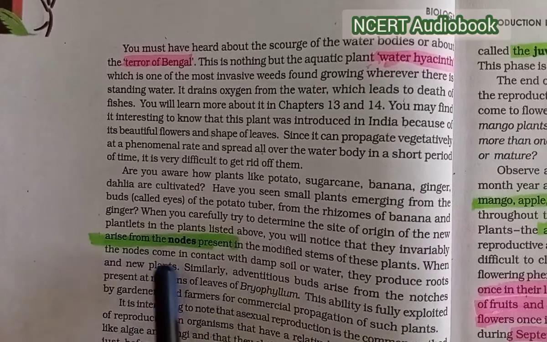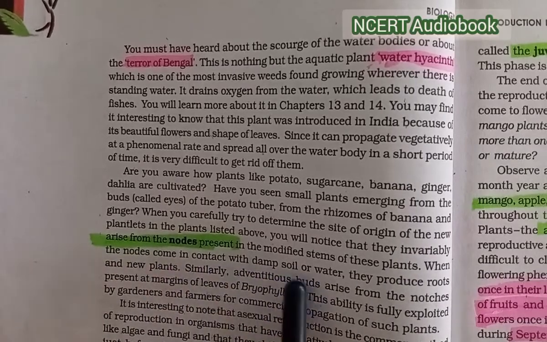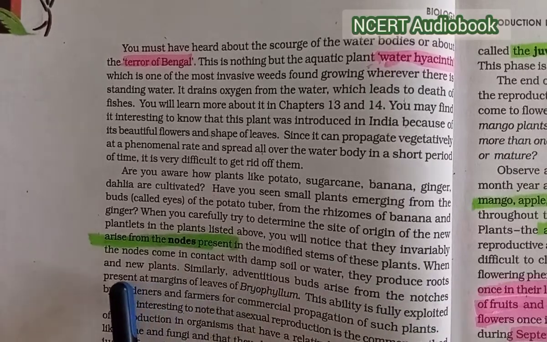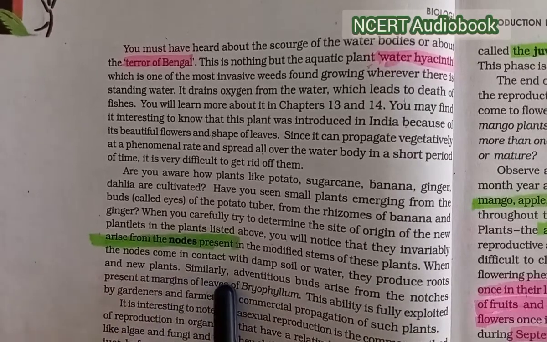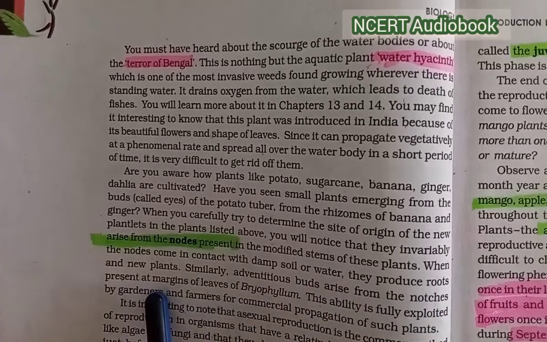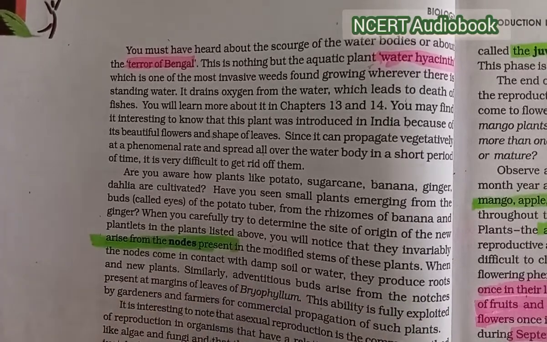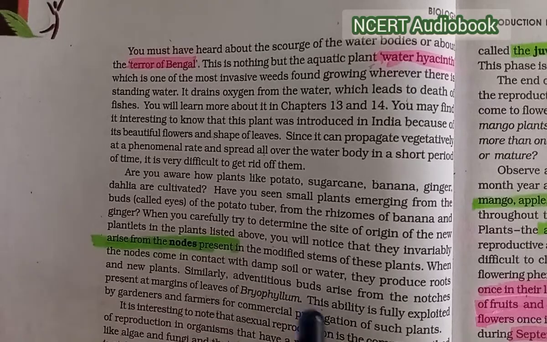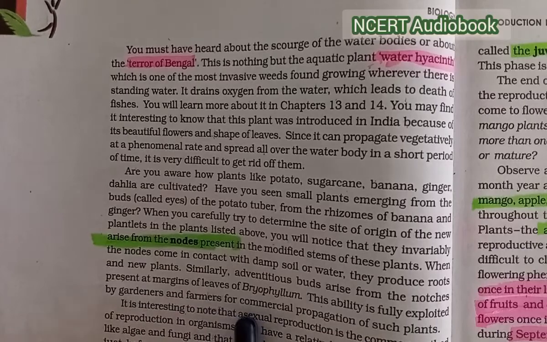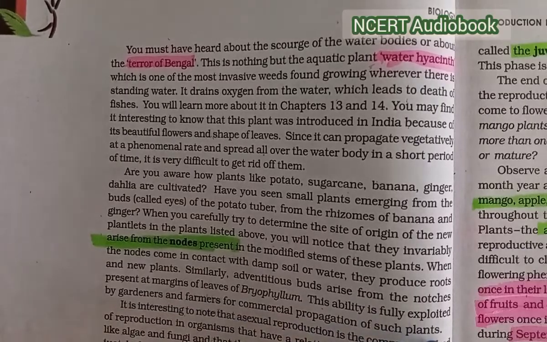When the nodes come in contact with damp soil or water, they produce roots and new plants. Similarly, adventitious buds arise from the notches present at the margins of leaves of Bryophyllum. This ability is fully exploited by gardeners and farmers for commercial propagation of such plants.